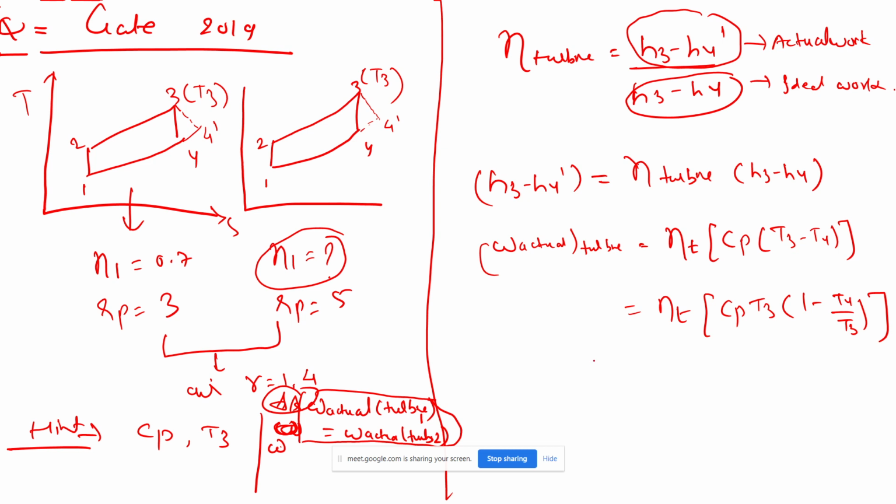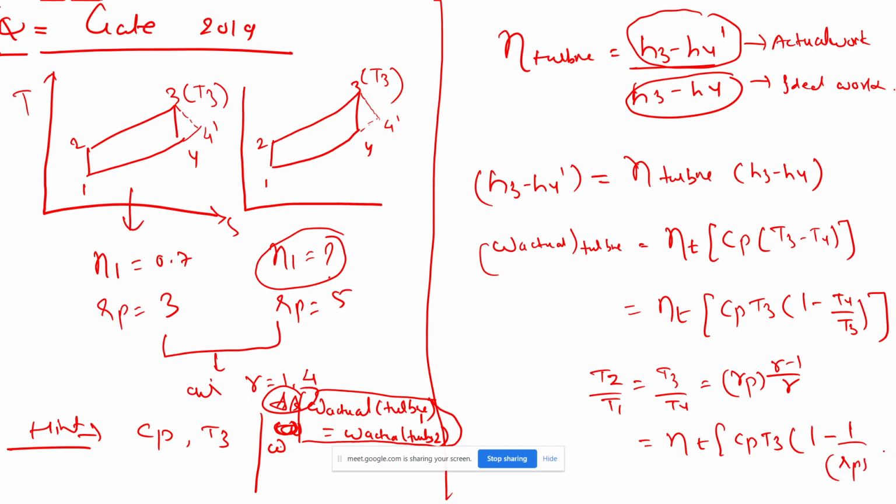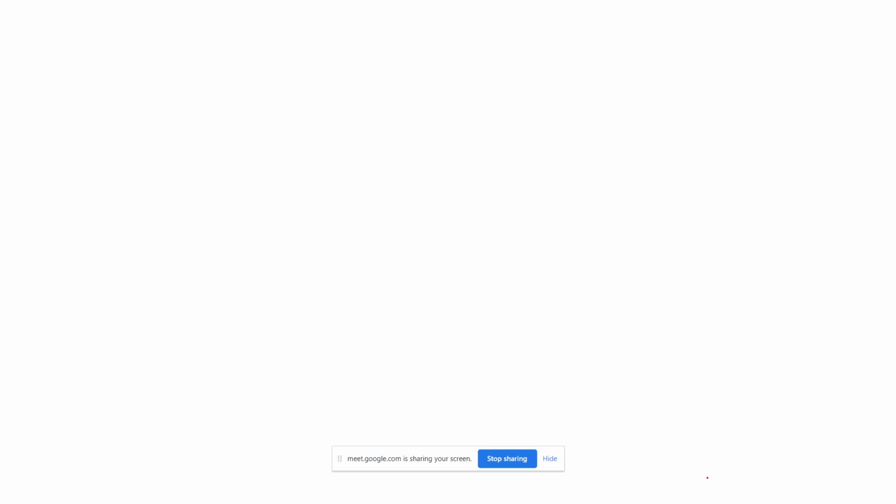Yes, sir. Now we already know that T2 upon T1 is equal to T3 upon T4 is equal to Rp to the power (gamma minus 1) upon gamma. So can we put this here: eta T into Cp into T3 bracket 1 minus 1 upon Rp to the power (gamma minus 1) upon gamma. Is it fine till now? Yes, sir. Now what will we get here?